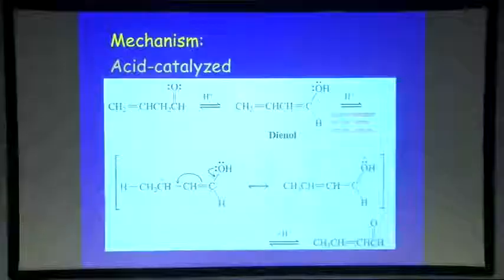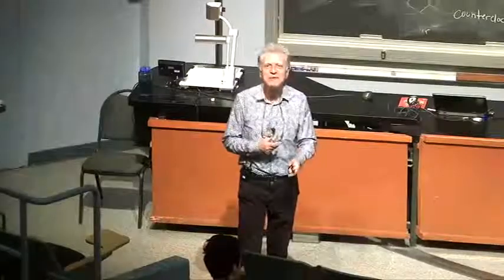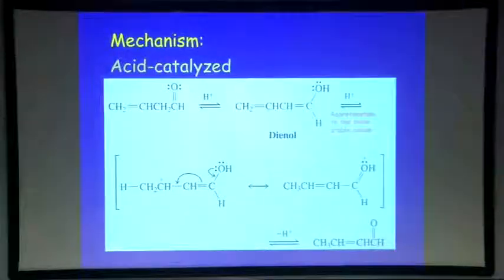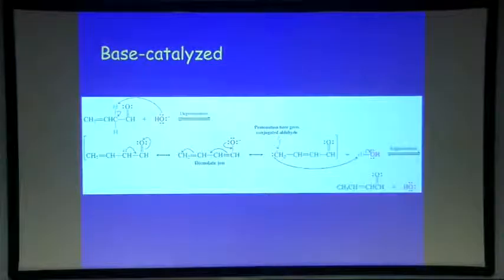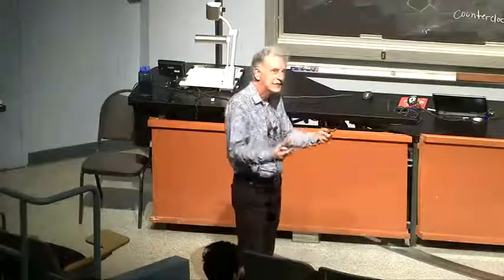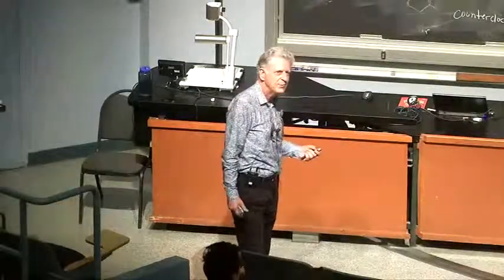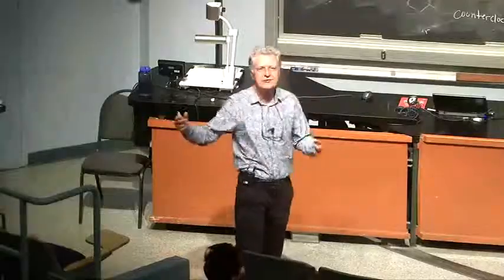So this is all the same chemistry, but we're interspersing an extra double bond. But everything else is the same. And out comes the more stable alpha beta unsaturated carbonyl. Base catalyzed, we're changing the sequence. Acid catalyzed, we protonate first, deprotonate later. Base catalyzed, we deprotonate first, and then protonate later.